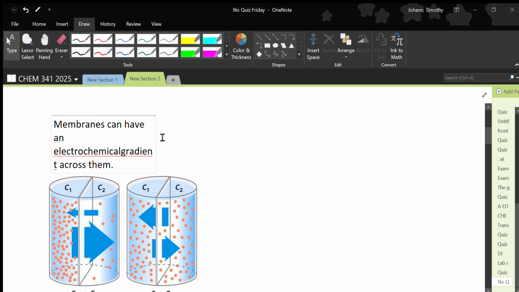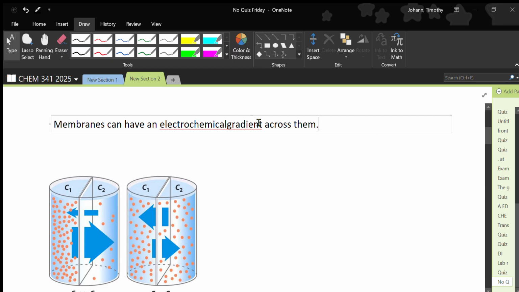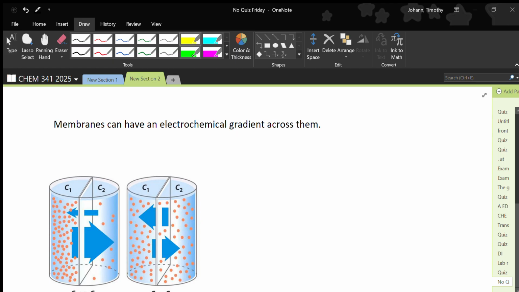And when I say they have an electrochemical gradient, there's two parts to this, right? We have electrical and we have chemical. I talked a little bit about this last time. This is an example of a chemical gradient. We don't have any charges going on. We've got some molecules, and there's more of them on one side than the other. And so over time, these orange dots will move from where they're more concentrated to where they're less concentrated.